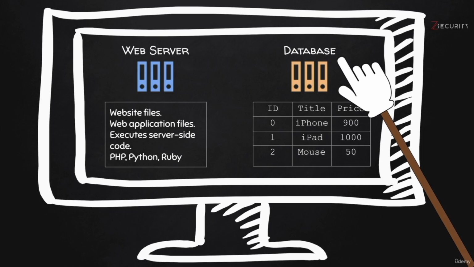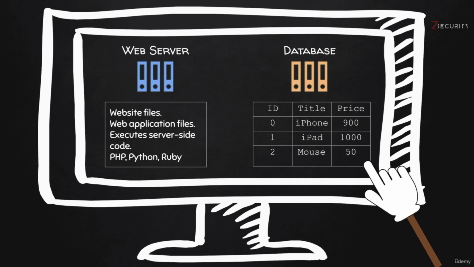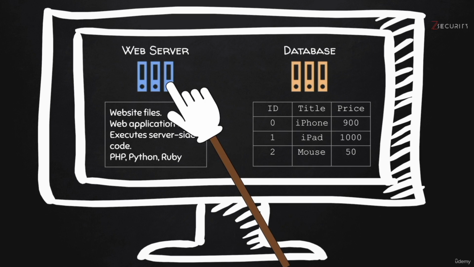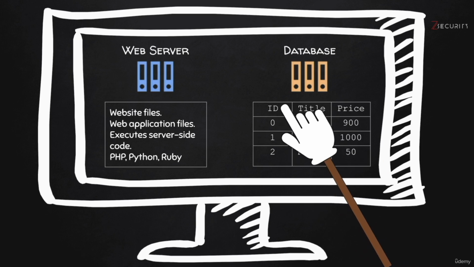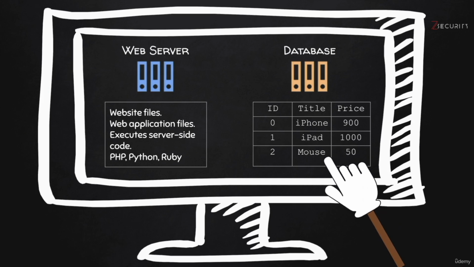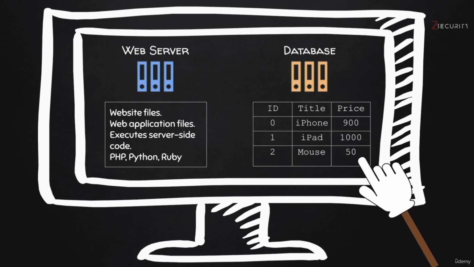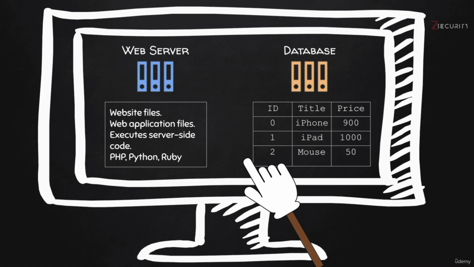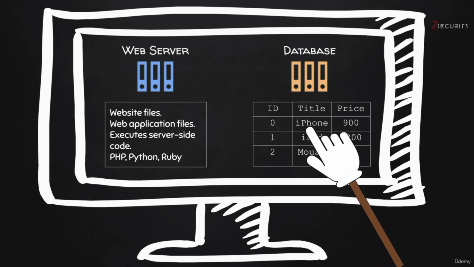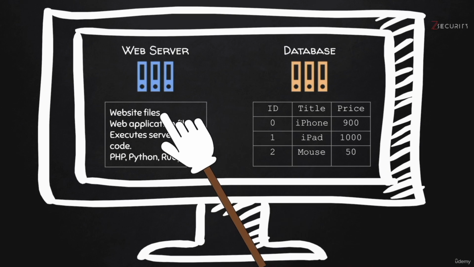Now the database contains a number of tables, and we have in here a sample of a table. And we're assuming that this table contains products that are being sold on a shop website. So you can see we have the ID of the products, we have the title, so this is an iPhone, an iPad, a mouse, and the price. We have the price in here for each of these products. So the web server contains the HTML pages, the beautiful pages that you actually see, and it contains the images. So the images for the iPhones, the iPads, the mouses that this website is selling.